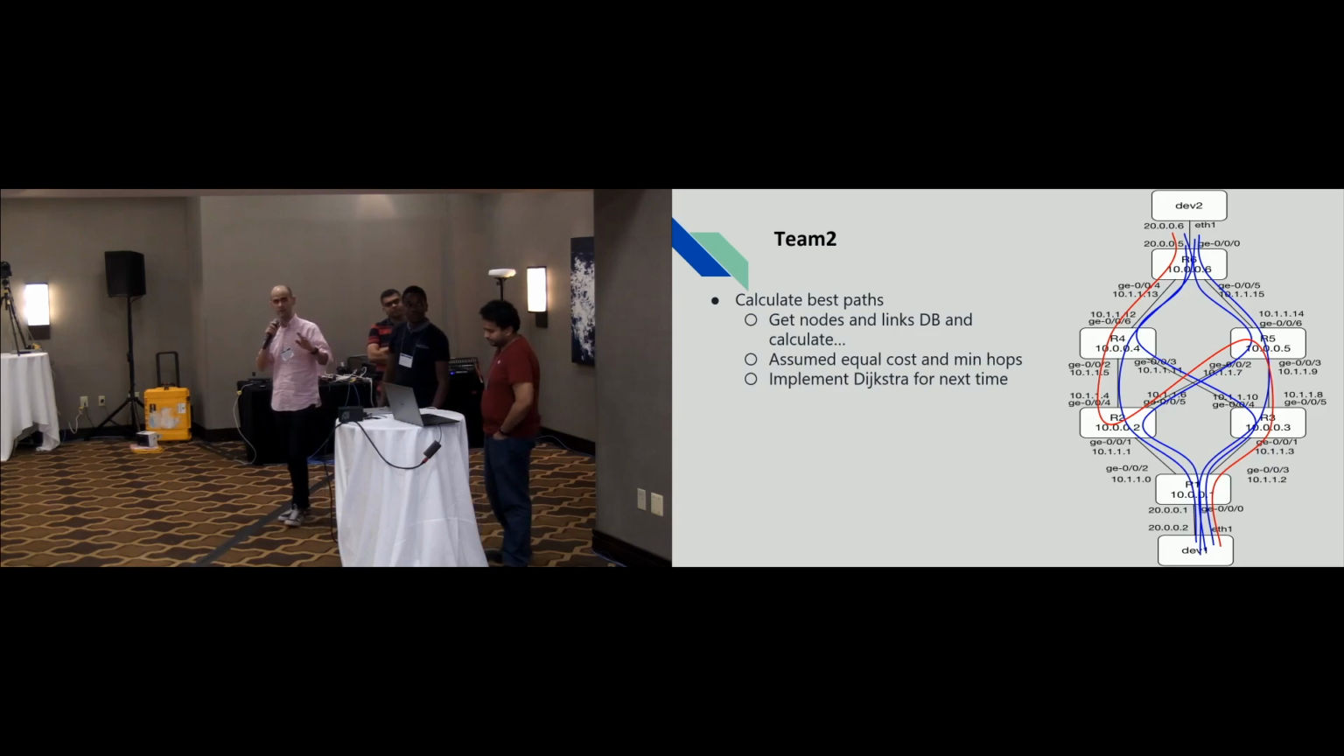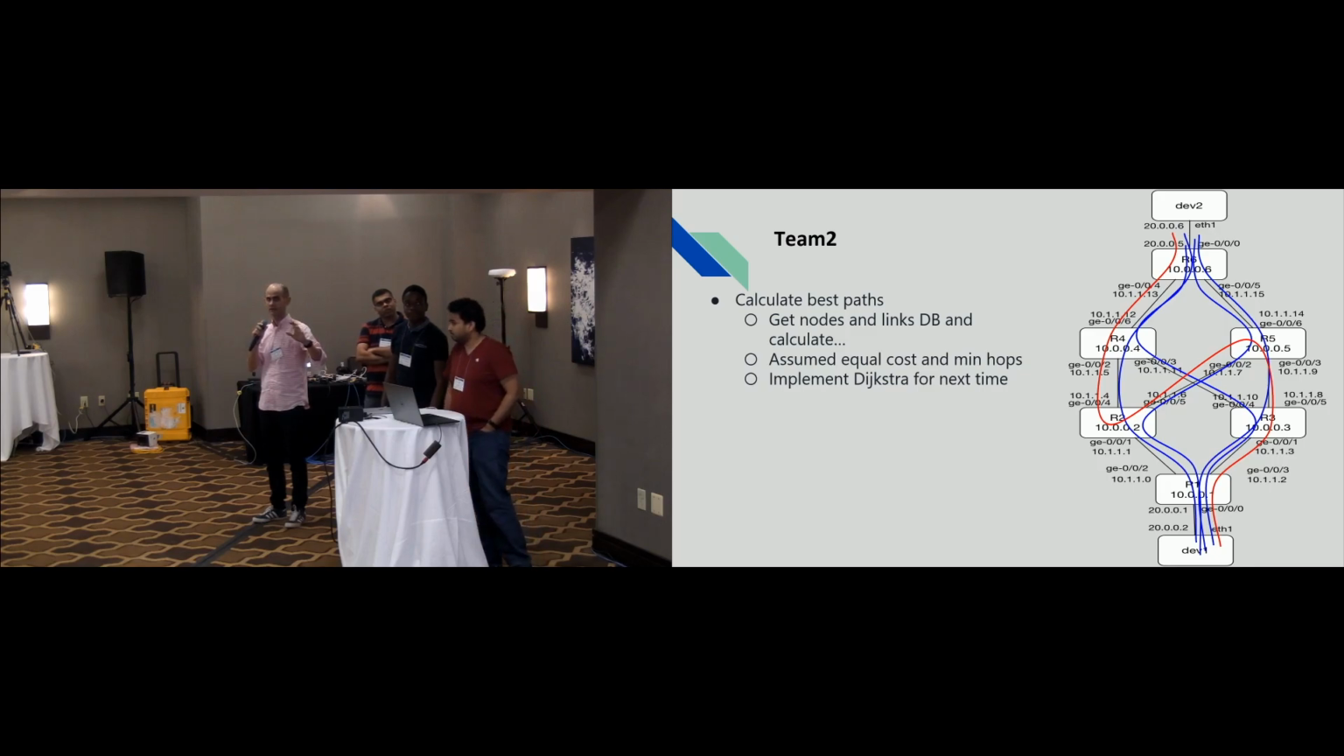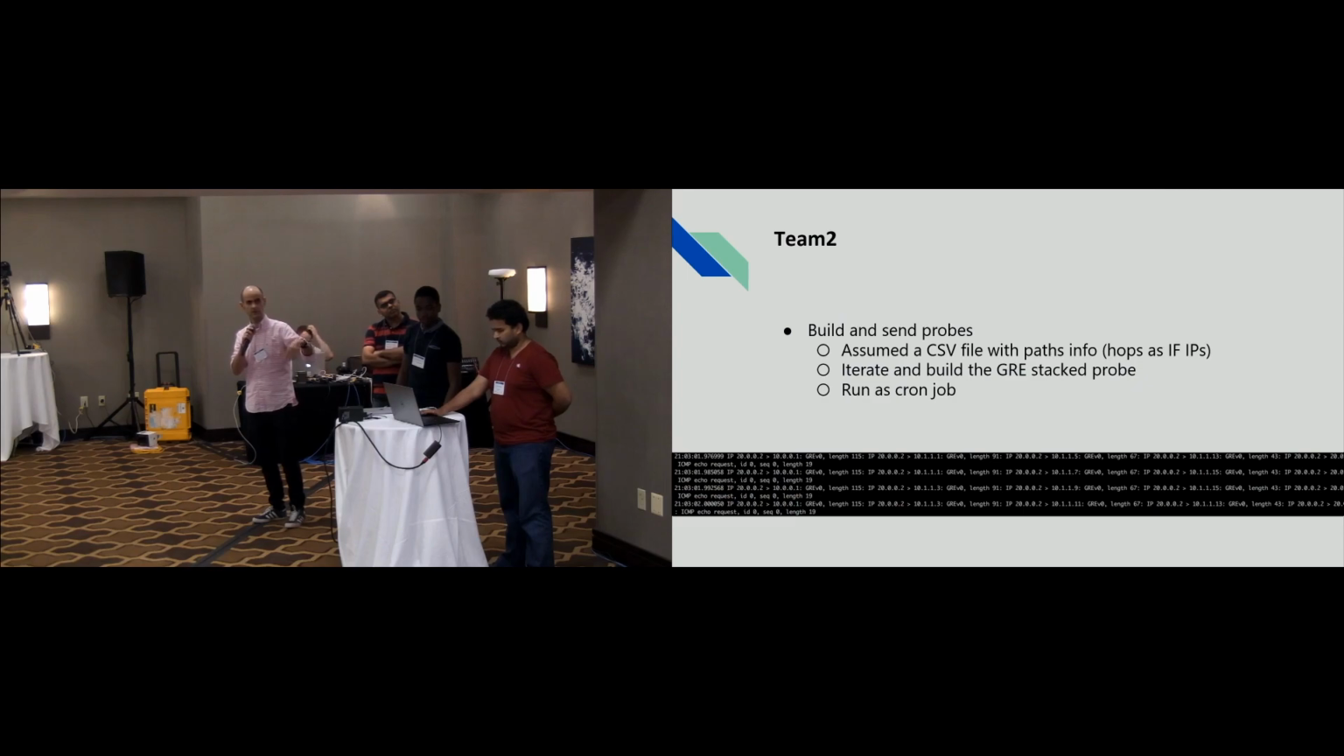Hello. For the second part, we were struggling with how to identify the best possible path. So we basically get the nodes and the links information from BGP link state, but at some point we assumed that we are going to have equal cost, and we discarded the possibility to calculate the best path from the host point of view. So we basically left that for later on. We put the effort into building a probe and automating the continuous probe sending, which we implemented as a cron job in the device. So we are constantly monitoring the reachability.